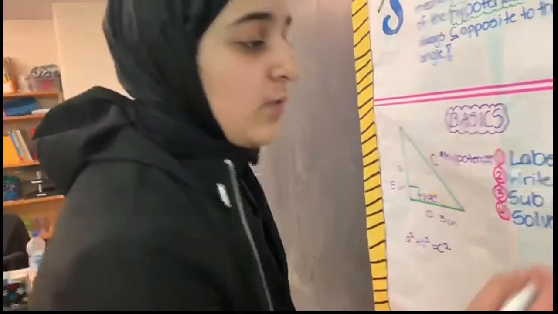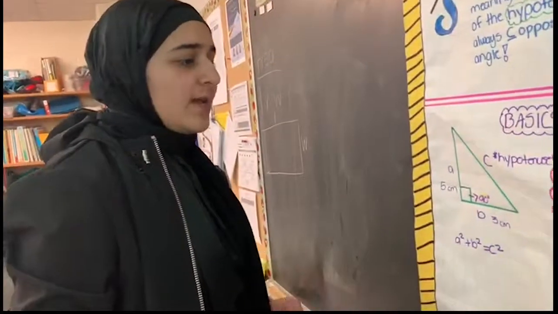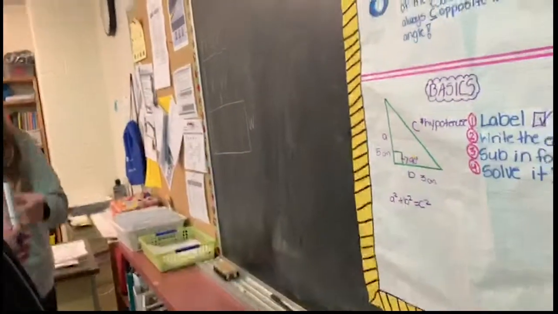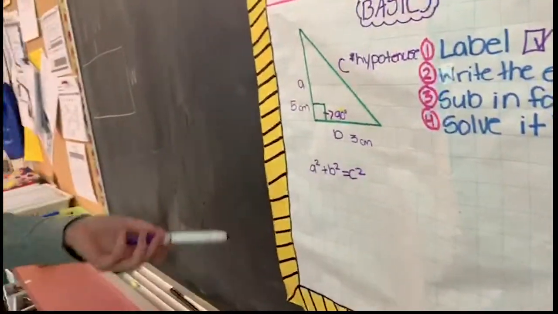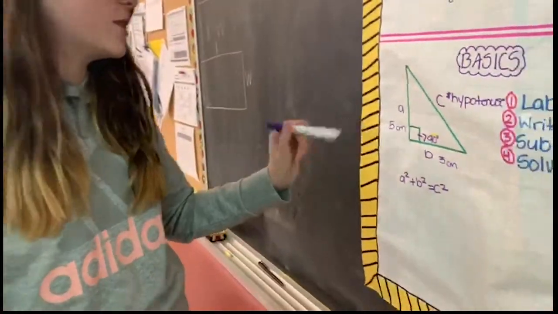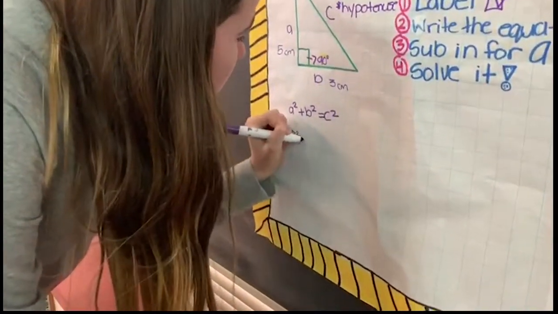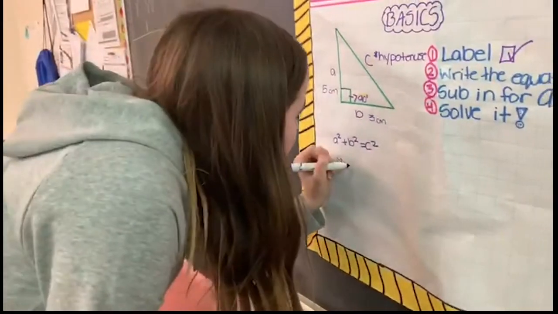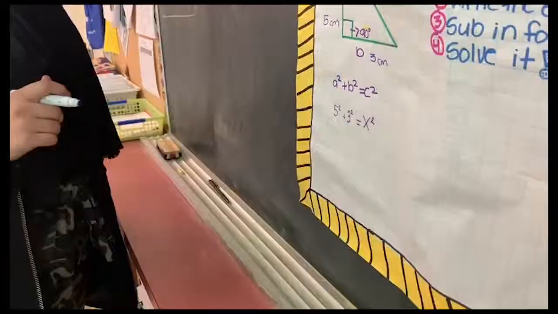Now, write the equation. So we have that down. We're doing pretty good so far. Now, Sierra, do you want to take over? Let's see what you got. So for the equation, since we already have the letter equation out, now you just go from here and do 5 squared plus 3 squared equals, and we don't know what C squared is yet.